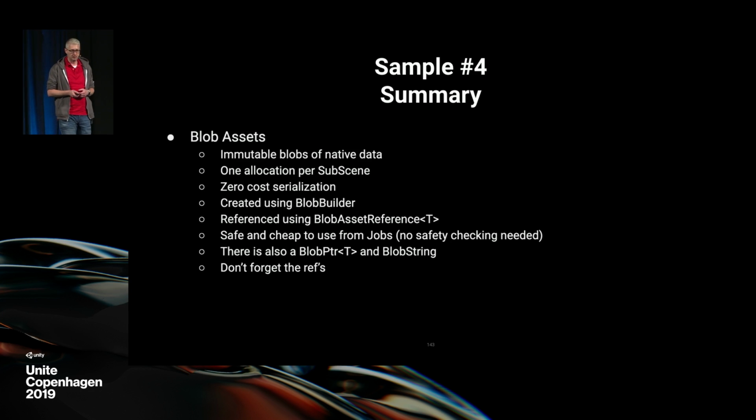So just to summarize, blob assets are immutable. There's only one allocation per subscene, which makes them really efficient. Zero cost serialization. You use the blob builder to build them. They're referenced using blob asset reference. And they're safe and cheap to use from jobs. We don't have to do any safety checking because this data cannot change. Also, there is a blob pointer, which is the same as the array, except there's only one element, so it's just an offset. And there's a blob string, which is just an array of characters. And don't forget those refs for now.